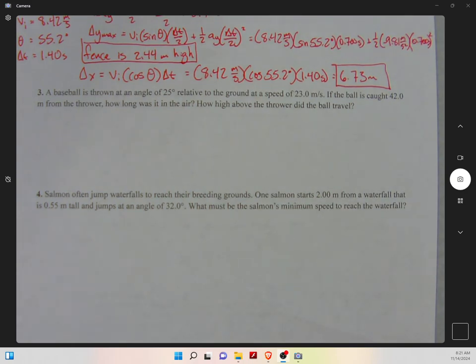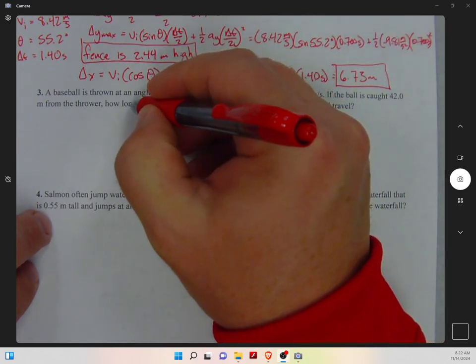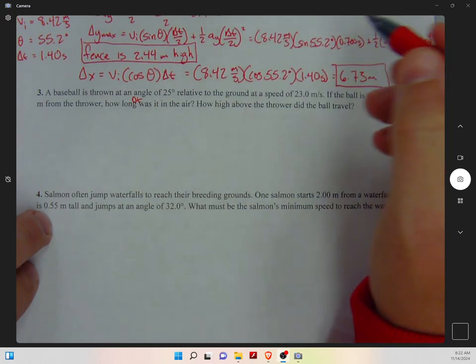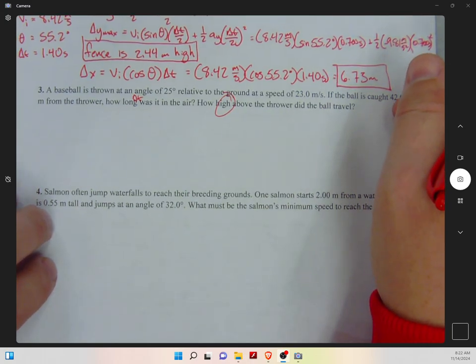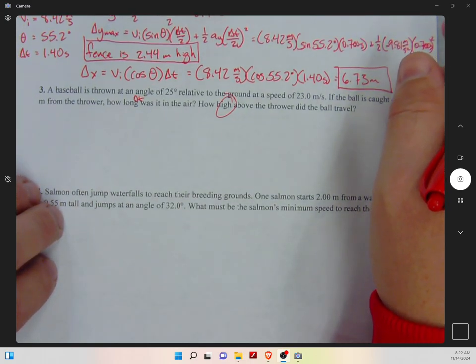All right, number 3. A baseball is thrown at an angle of 25 degrees relative to the ground at a speed of 23 meters per second. If the ball is caught 42 meters from the thrower, how long was it in the air? So we want how long, so it's going to be a delta t. How high above the thrower did the ball travel? So again, there are 2 parts to this problem.